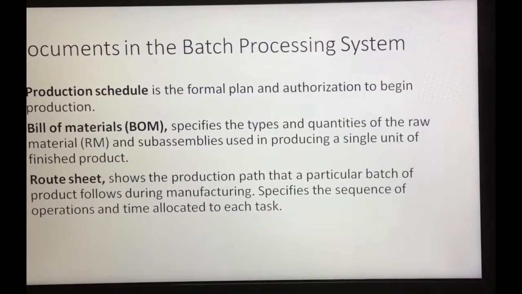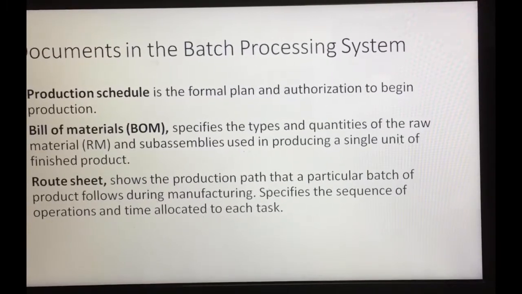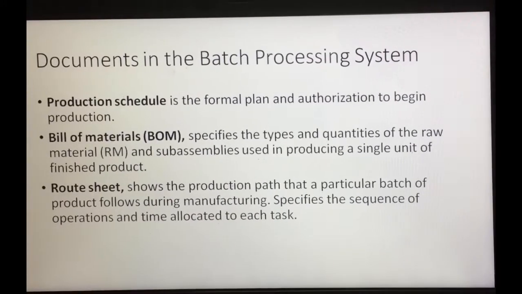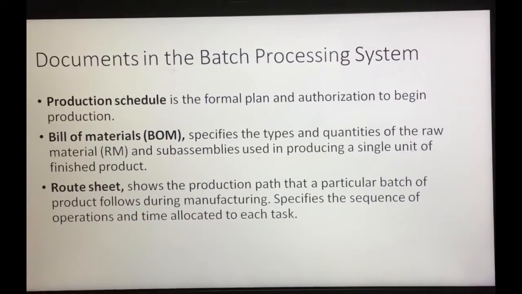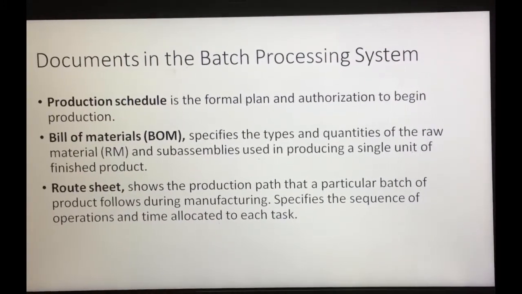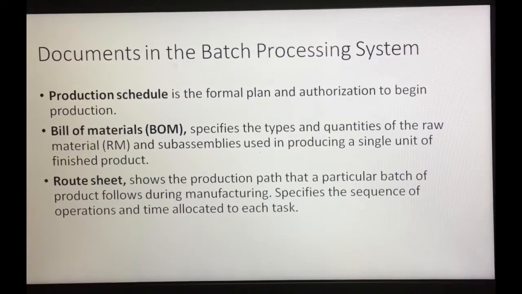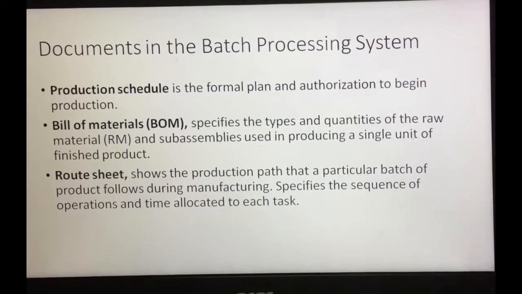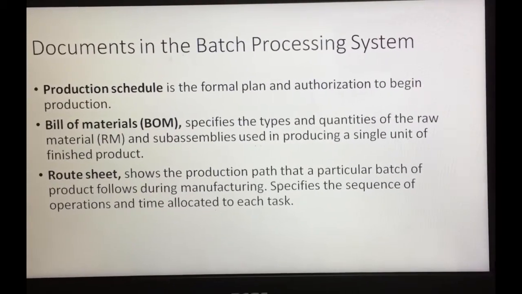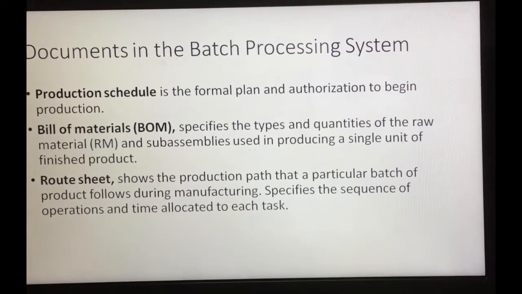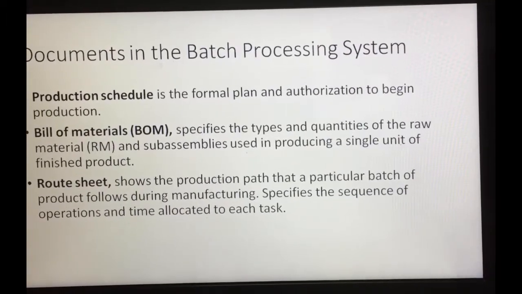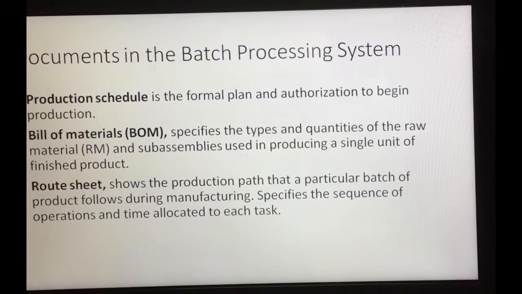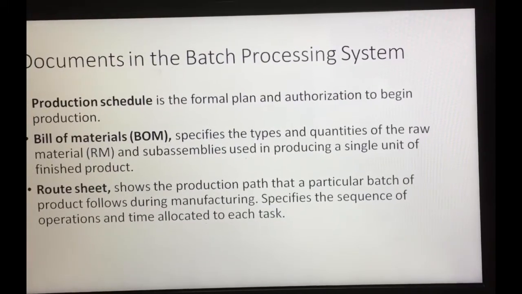The second document is Bill of Materials. Bill of Materials specifies the types and quantities of the raw material and sub-assemblies used in producing a single unit of finished products. The raw material requirements for an entire batch are determined by multiplying the bill of materials by the number of items in the batch.